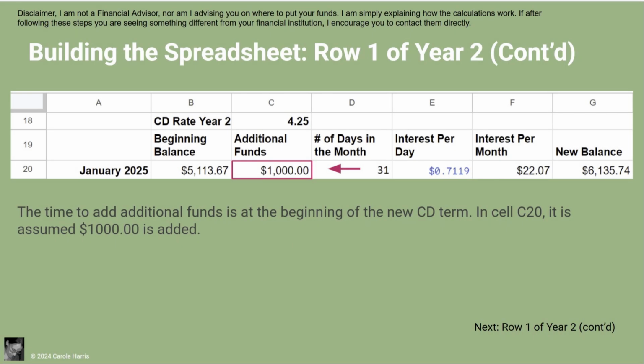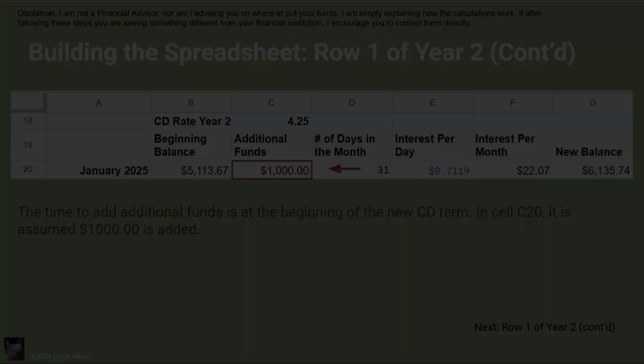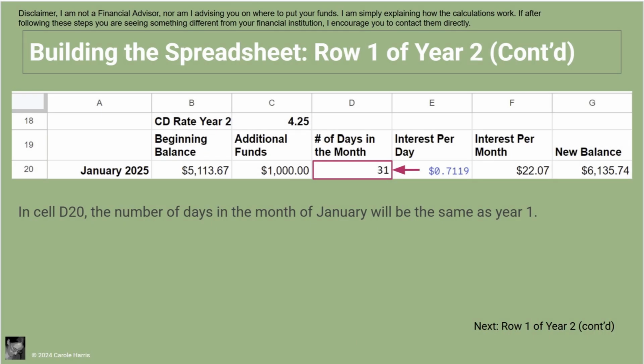In cell C20, add the amount of additional funds you want to add to your CD. Adding funds allows your interest earned amount to grow faster, but it is not necessary to do so. Keep in mind there is a limited amount of time in which to add funds. It could be as short as 10 to 15 days after maturity. In cell D20, add the number of days in the month. You can copy these from year 1 with the exception of February that will revert to 28 days.